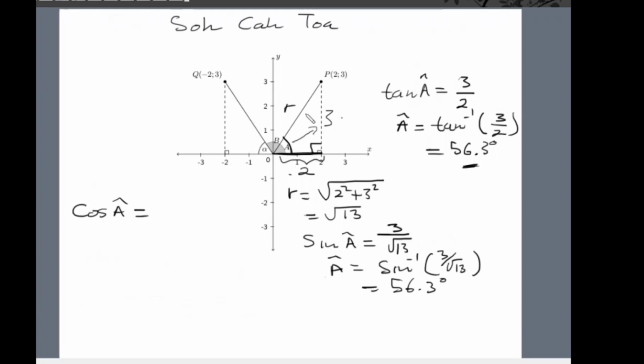Again, when you use cos of angle A, cos is adjacent over hypotenuse. The adjacent side is 2. The hypotenuse is r, which is root of 13. Now if you want to calculate the value, oh sorry, that is 2.